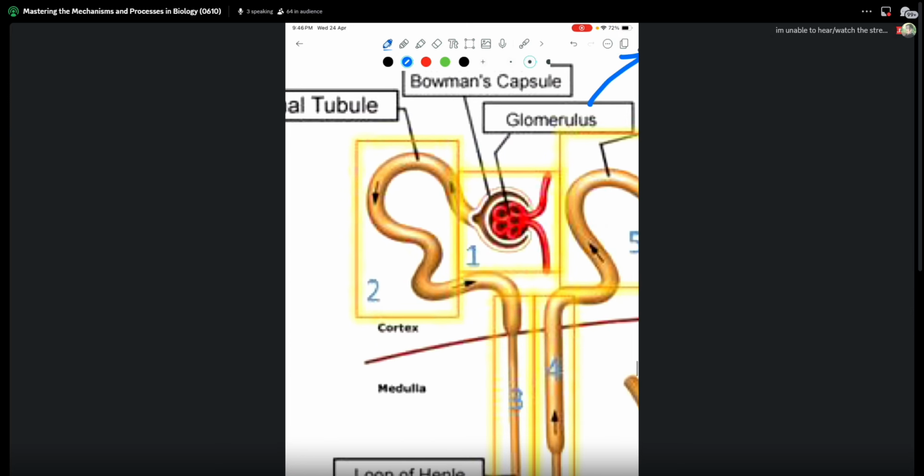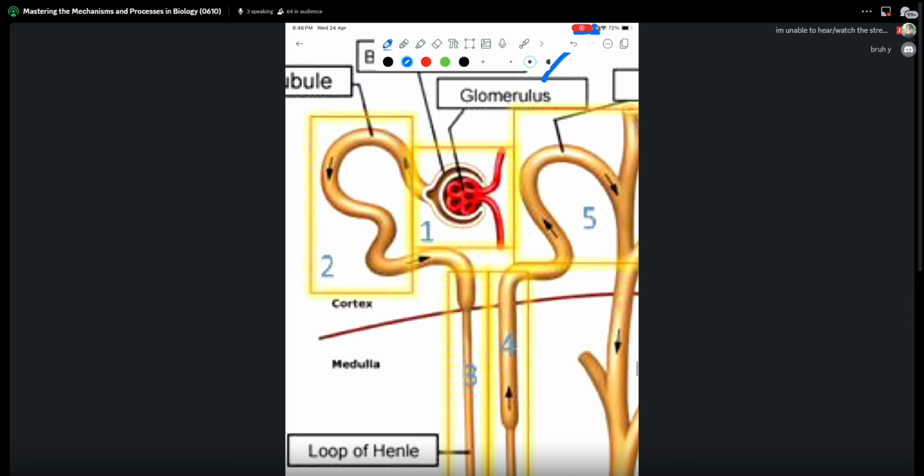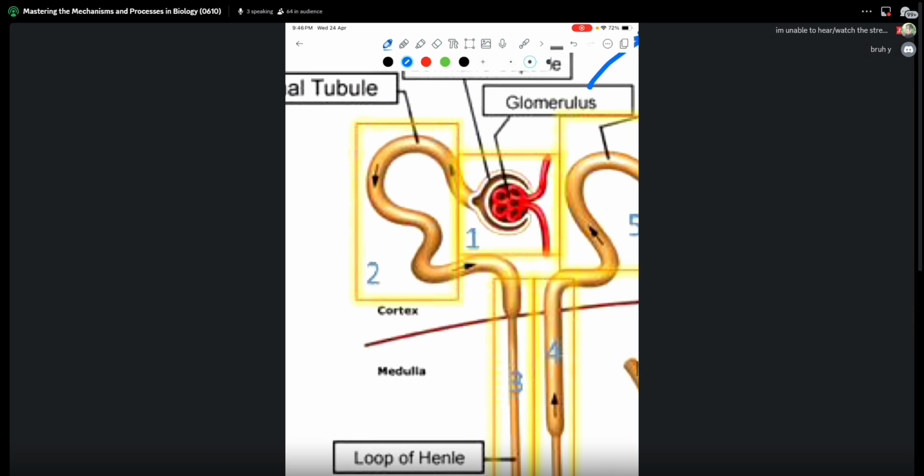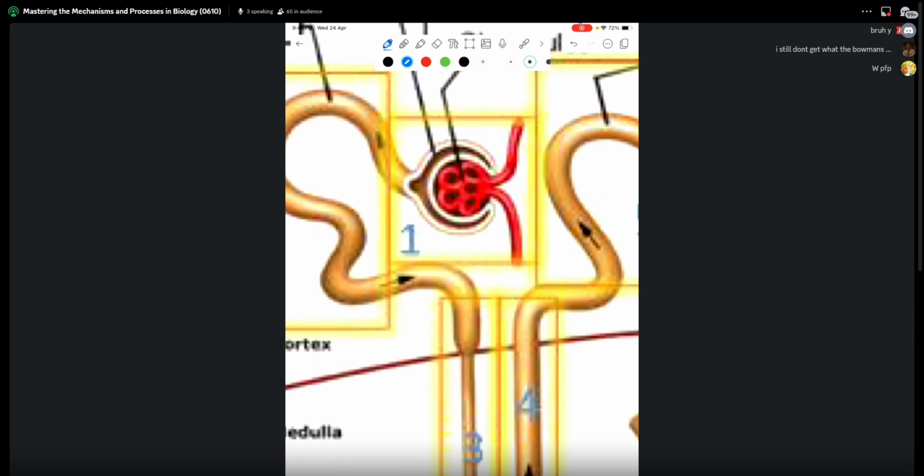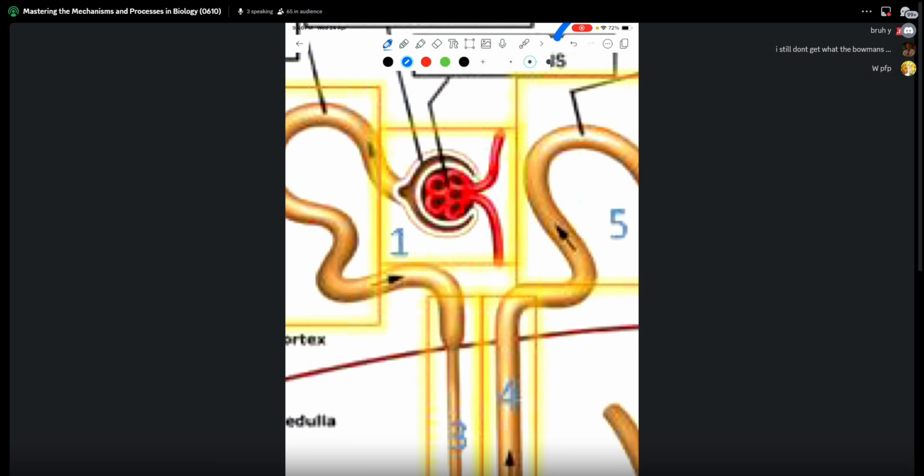Now we are going to the renal tubule, or this is the proximal convoluted tubule. You just need to know what this tubule is. That's enough. So I still don't get what the Bowman's capsule is. The Bowman's capsule is basically like a capsule. It's like a storage thing that receives from the glomerulus after it's been filtered.